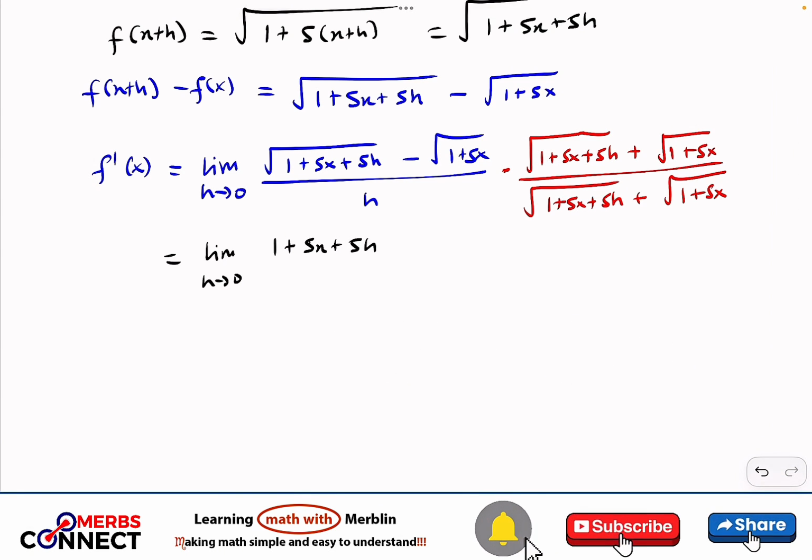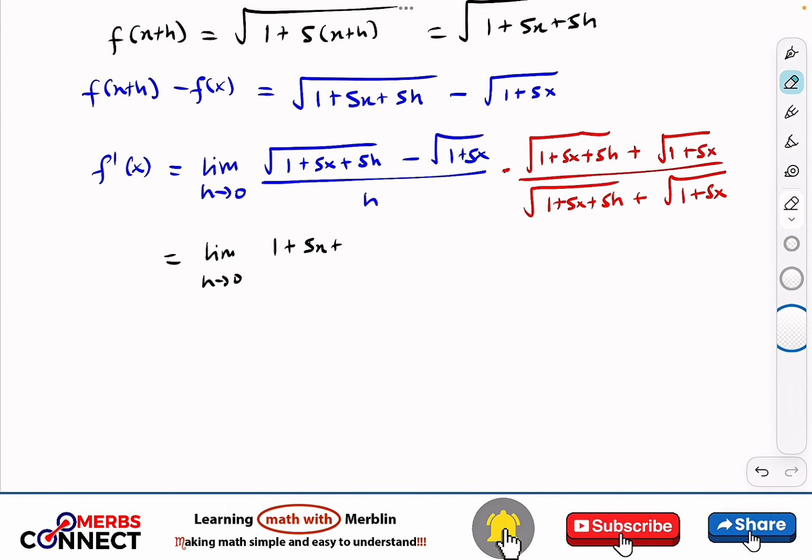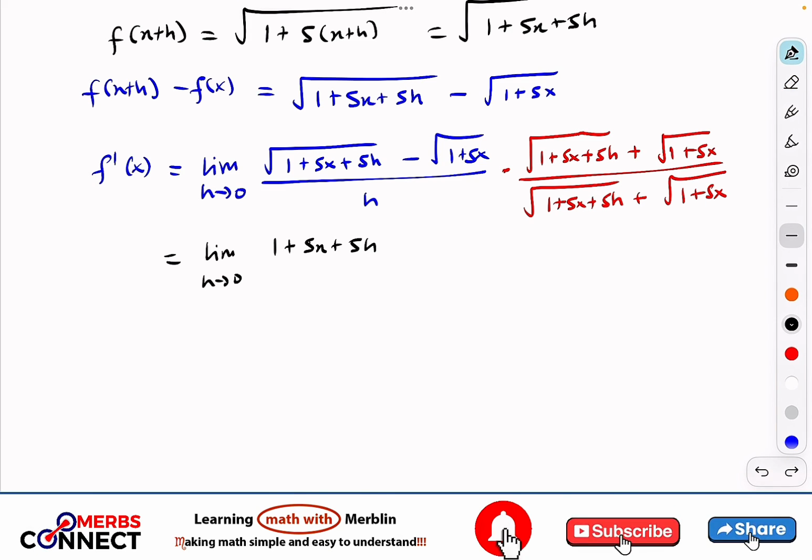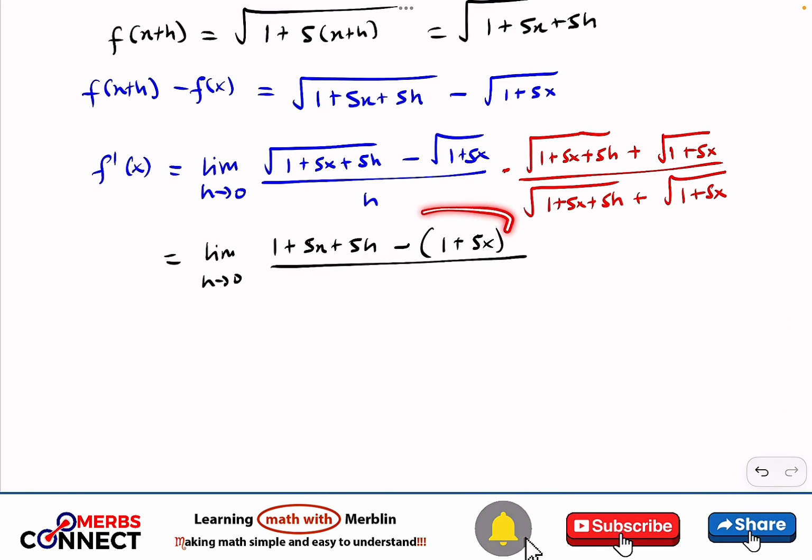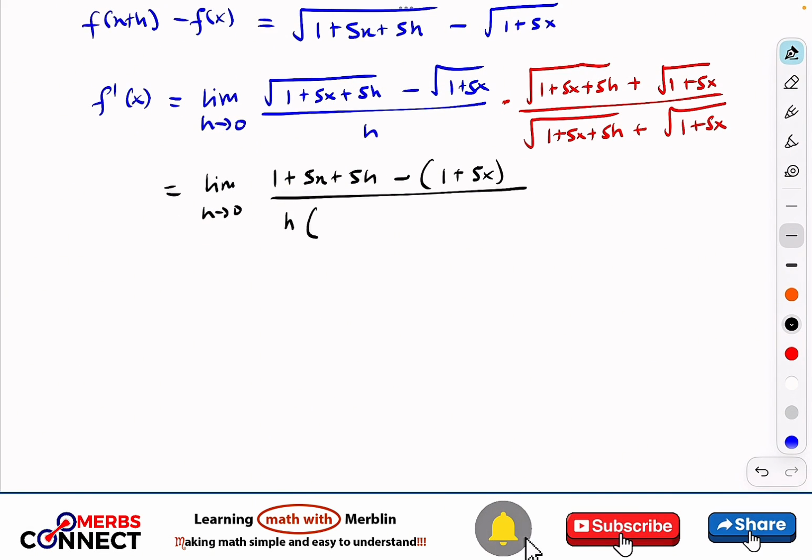So that is a conjugate. It means that I don't need to worry about doing this times this and this times this. They are going to cancel out. So I just need to multiply this by this, and I'm going to have minus 1 plus 5x. So you see that this is in parentheses. If you don't do that, you might get it wrong. Then the denominator is going to be h in parentheses, square root of 1 plus 5x plus 5h, minus square root of 1 plus 5x. So this is what you are going to get.